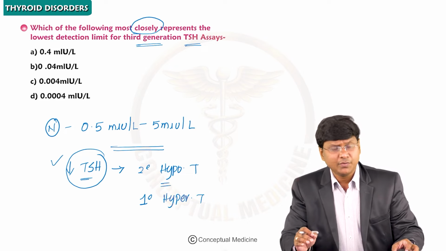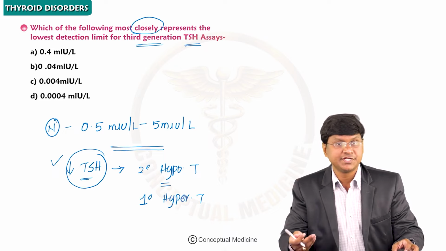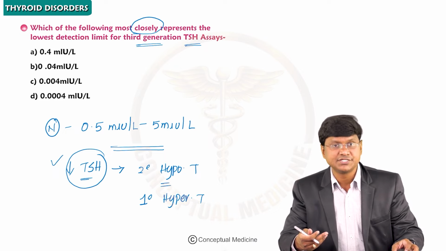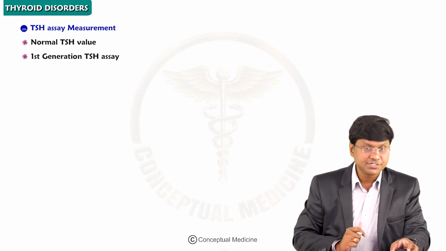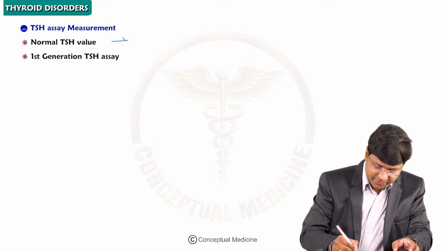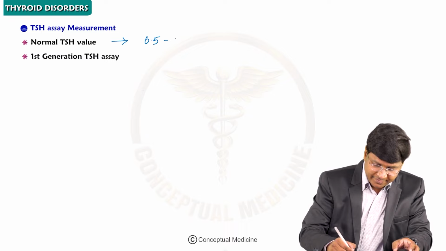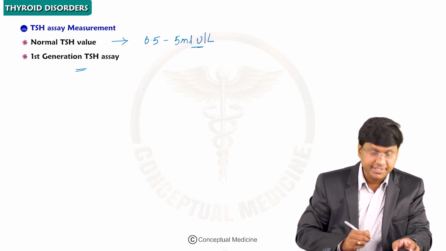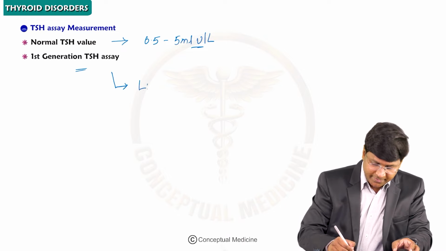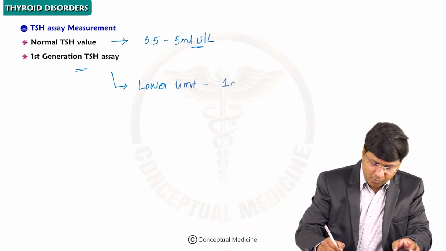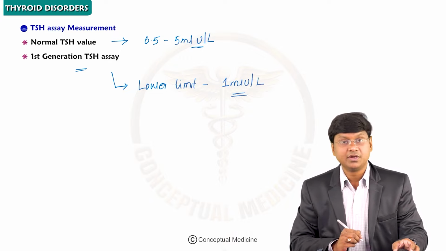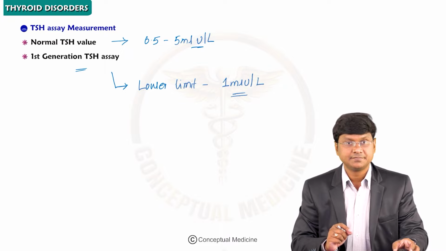Now, what is the problem with the first generation and second generation, and why are we following the third generation? Let me explain. You take the first generation TSH assay. Before that, what is the normal value? 0.5 to 5 milliunits per liter. Now, the lower limit of the first generation TSH assay is 1 milliunit per liter. That is the lower limit.